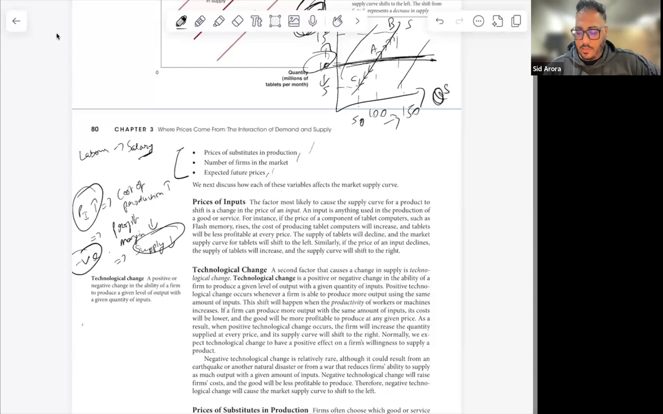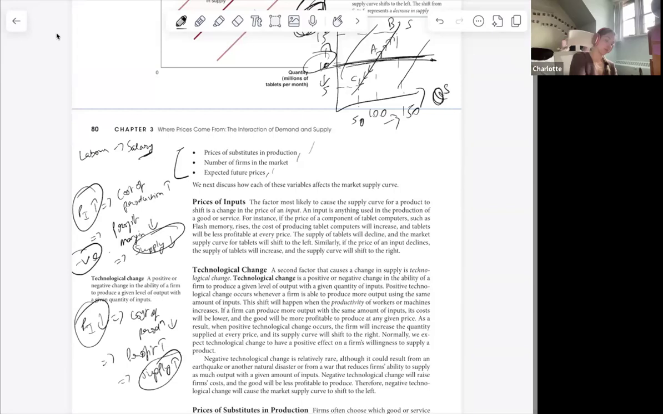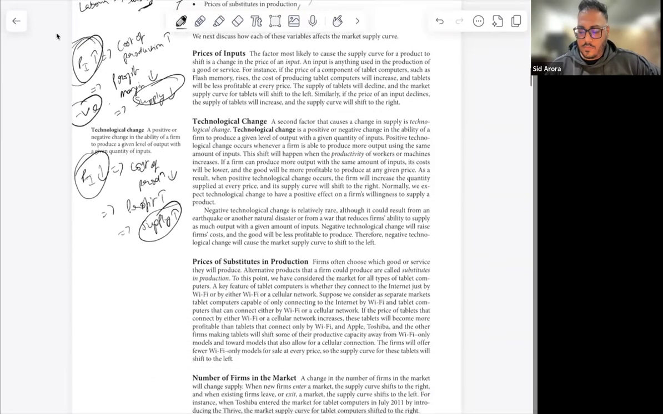Okay? And likewise, vice versa, if the price of inputs goes down, then your cost of production is going to go down. Your profit margins are going to go up. And then obviously you would want to supply more. Okay. All right. So in this case, for example, when the price of inputs went down, do you want to try drawing the supply curve?